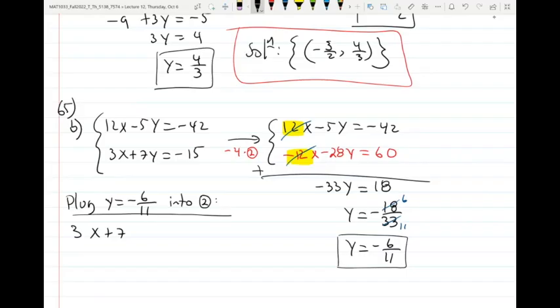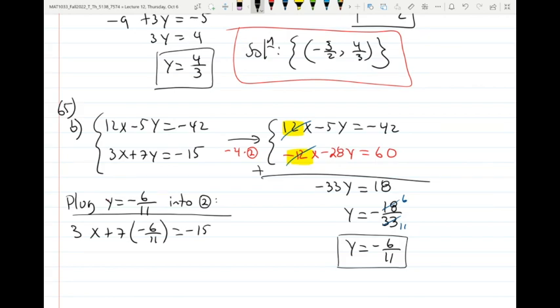So we have 3x plus 7 times negative 6 over 11 equals negative 15. Now remember, if you don't like fractions, that's fine. Get rid of them. How do you get rid of fractions? When you have an equation and fractions show up, find the LCD and multiply the equation by the LCD.